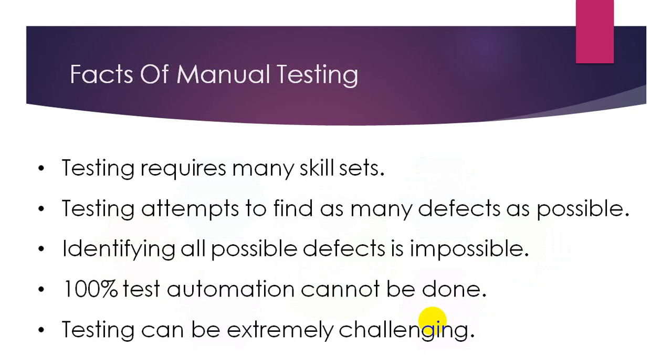Moreover, the facts of manual testing. What facts are available, what is really required, and what skills do we need to learn manual testing? First, testing requires many skill sets. Second, testing attempts to find as many defects as possible, and defects should be managed in a bug tracking tool. Third, identifying all possible defects is impossible, so we have to cover most of the possible scenarios from our side. Fourth, 100% test automation cannot be done.